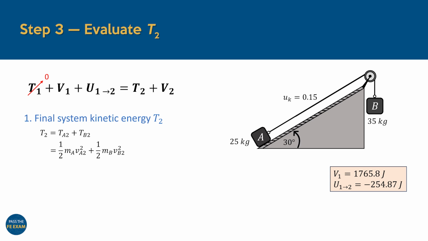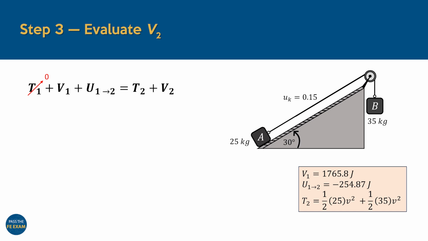But since block A and block B are connected by a rope, they move together. This means that both blocks share the same final velocity after block B descends the 8 meters. And remember, this final velocity is the quantity we're interested in. We treat the final velocity of both blocks as a single variable, but we'll keep it as an unknown for now. This leaves us with an expression for T2, defined as a half times 25 v squared plus a half times 35 v squared. Now, as soon as we've defined our final variable v2, we'll be ready to solve for this variable v, or otherwise block A and B's final velocity.